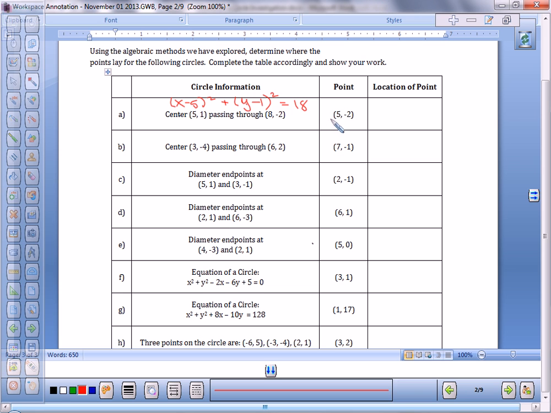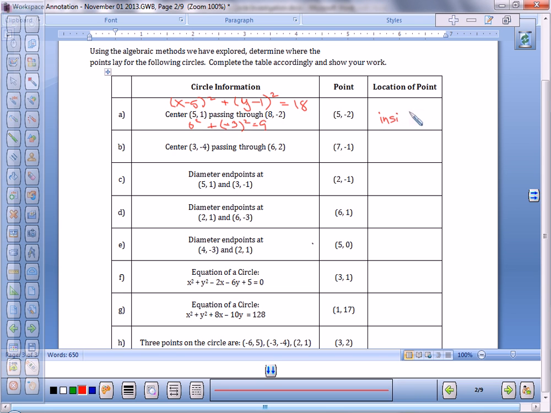So we plug in the 5 and the negative 2. If I plug in 5, I get 0 squared. How did you get 18? Oh, you had 9 plus 9, when you plug in this point, 8, negative 2. So I plug in 5, I get 0 squared, plus I plug in negative 2, negative 3 squared is 9. And 9 is less than 18, right? So this one would be inside.